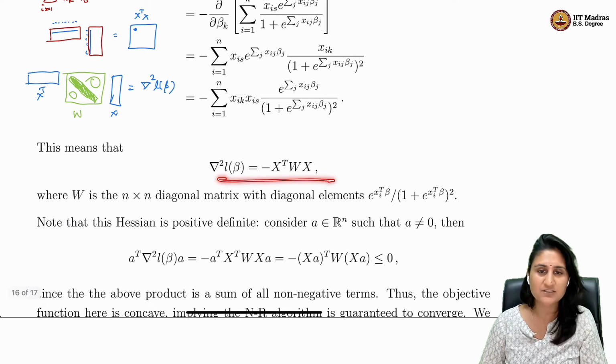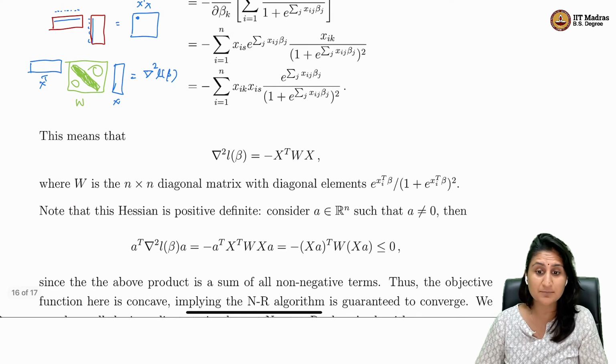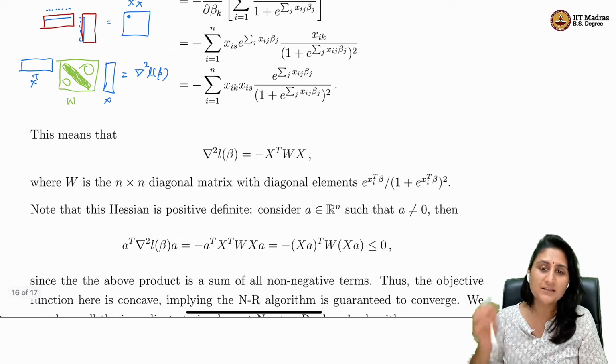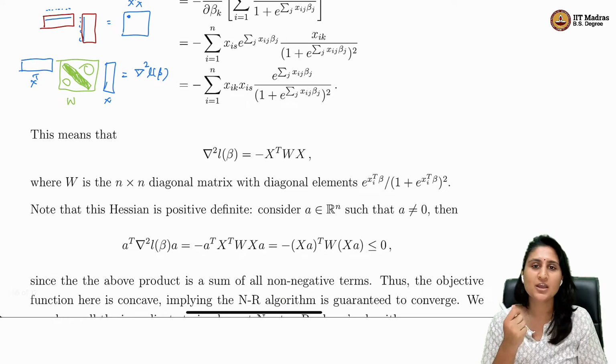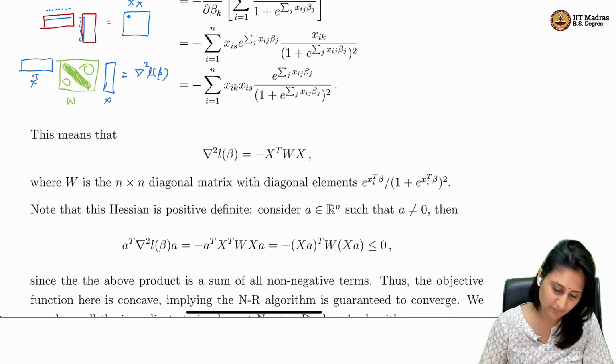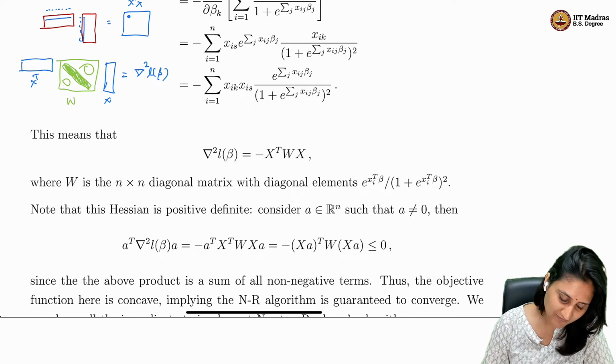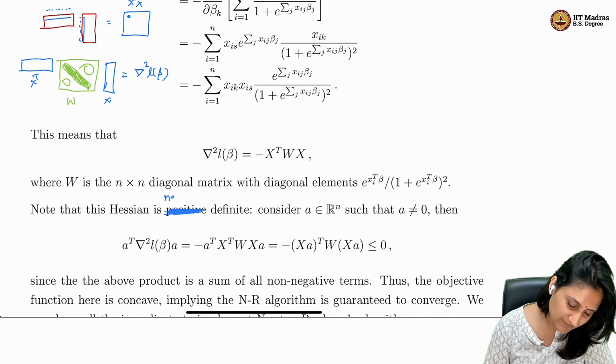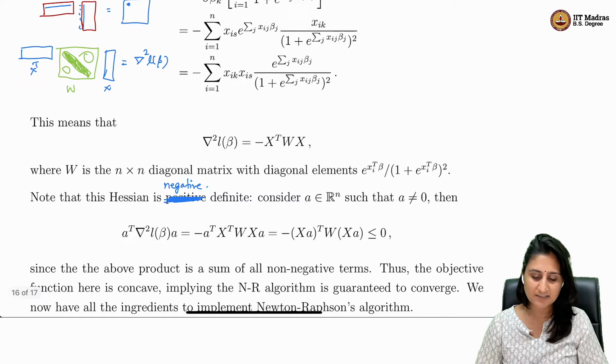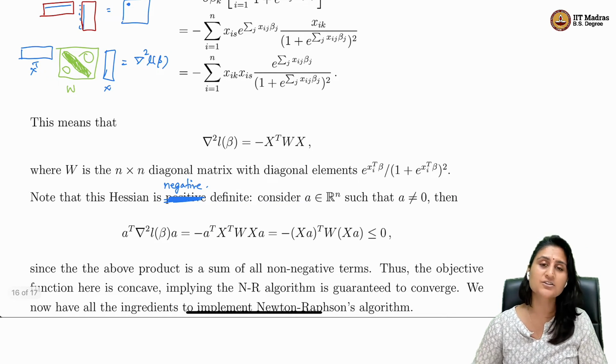And this is what it looks like in the form of a matrix, right? So it simplifies quite nicely. But the reason I'm doing this is because I want to check whether my matrix is positive definite or negative definite. Notice that this Hessian, this is wrong. It's not positive definite, it's negative definite. And the reason I can see that this is negative definite is because of the conditions that I discussed in the previous video.